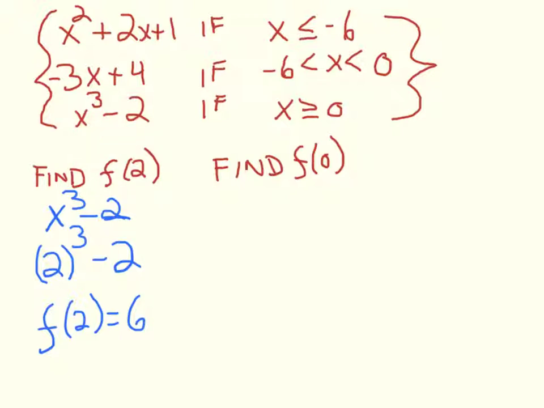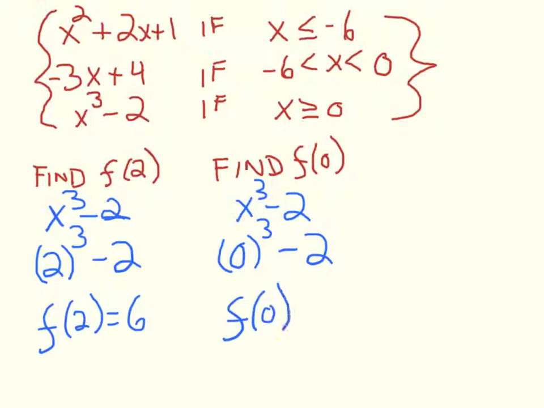Alright, so I'm going to write my third equation, x cubed minus 2. Now I'm going to plug in my 0. Again, I use parentheses when I plug them in. Minus 2. 0 cubed is 0, minus 2 is -2. So f of 0 is equal to -2.